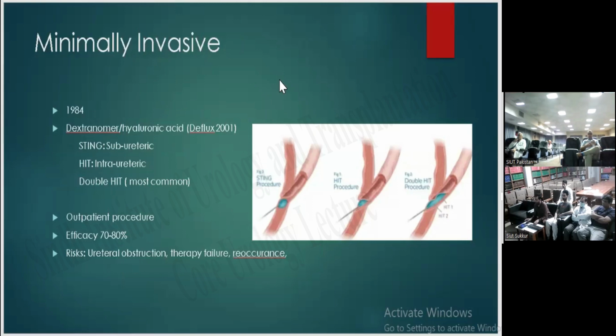Endoscopic injection is a minimally invasive technique developed in 1984, using dextranomer hyaluronic acid (Deflux) as the bulking agent. In the STING procedure, the bulking agent is injected in the subureteric position. In the HIT hydrodistension implantation technique, injection is into the intraureteric site, and the double HIT is the most common, with two injections in the intraureter. It is an outpatient procedure with efficacy of 70 to 80%. Risks include ureteral obstruction, therapy failure and recurrence.